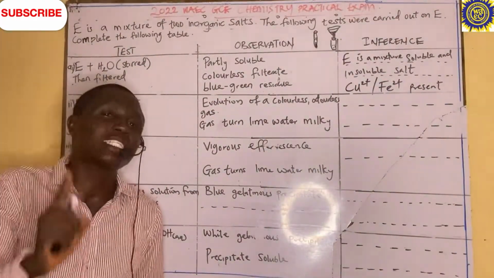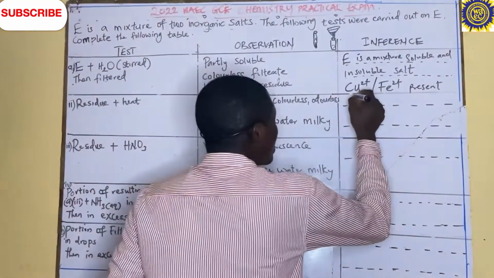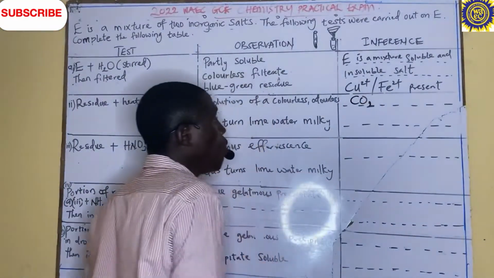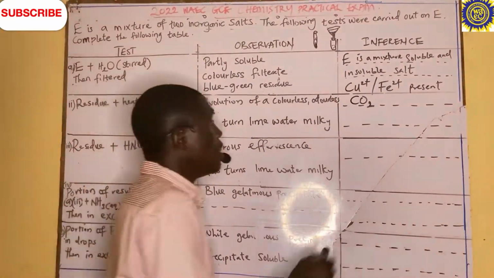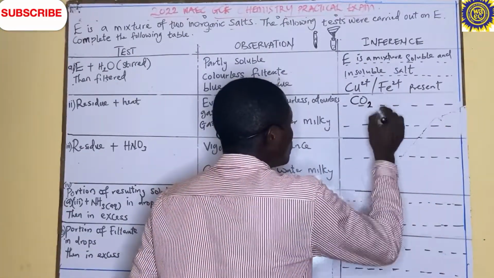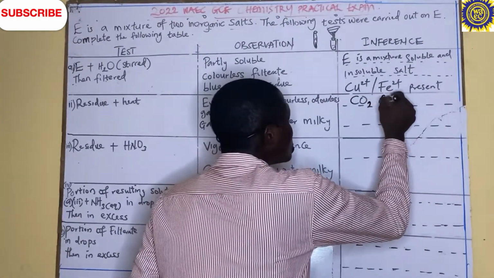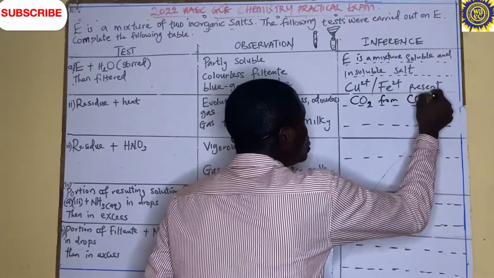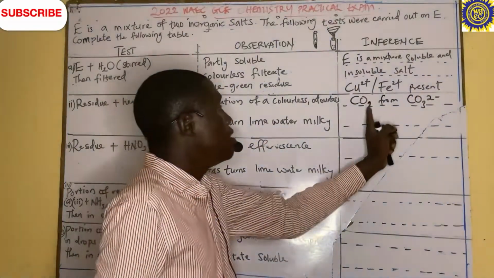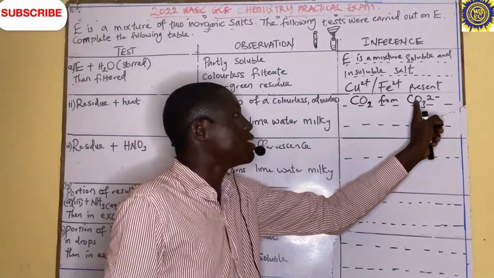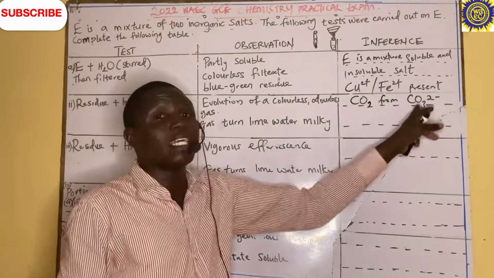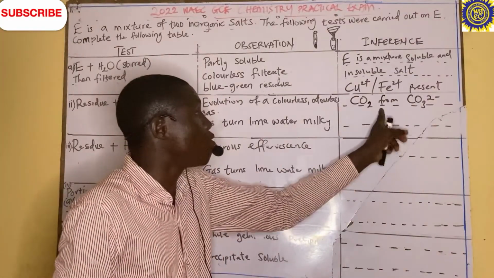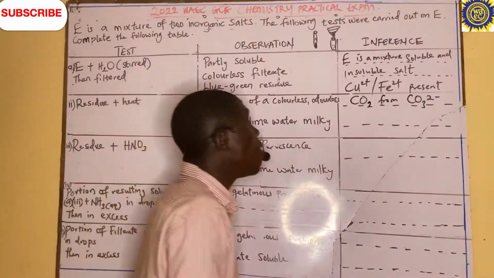There's only one gas that turns lime water milky, which is CO2, carbon IV oxide. This gas is obtained from the anion CO3 2 minus, which is called the carbonate ion. So CO2 from CO3 2 minus is confirmed.